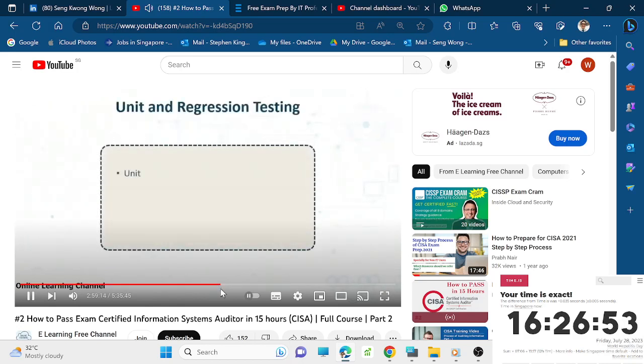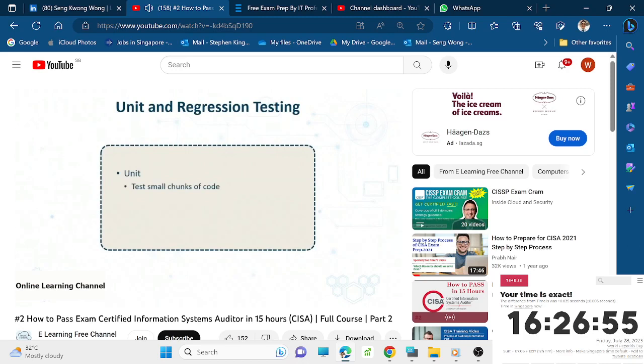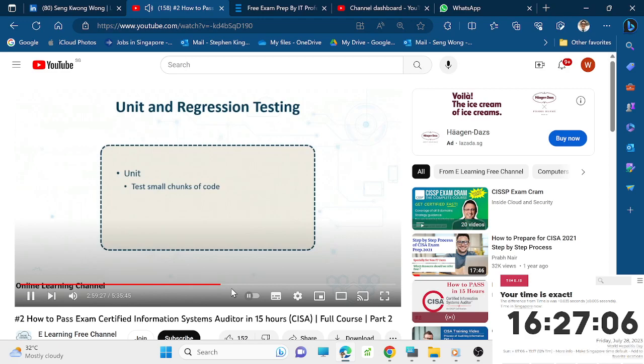Unit testing means that we are testing small chunks of code. So if a developer has built a new method for an object class, then maybe just testing the code for that method would be considered unit testing, or testing a specific procedure in a function log.